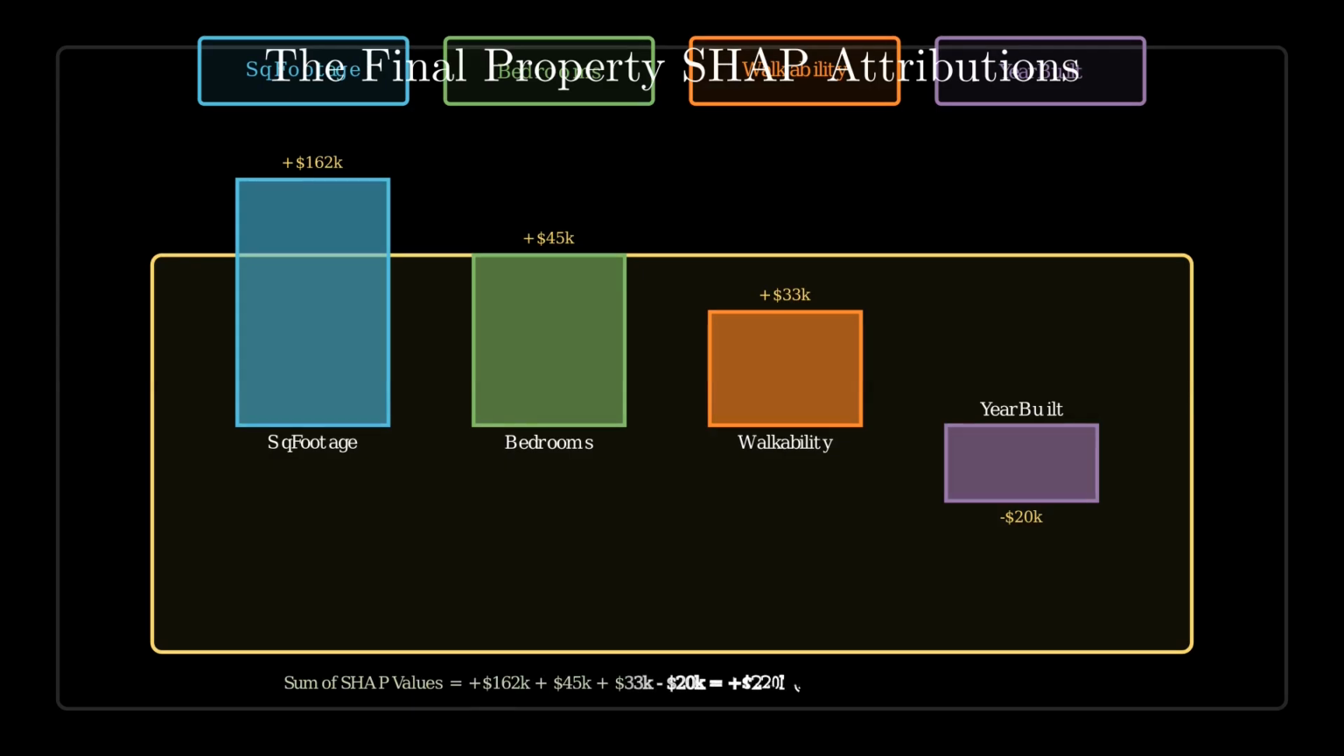The final attributions sum up exactly to positive $220,000, moving perfectly from our $300,000 baseline to the $520,000 target.